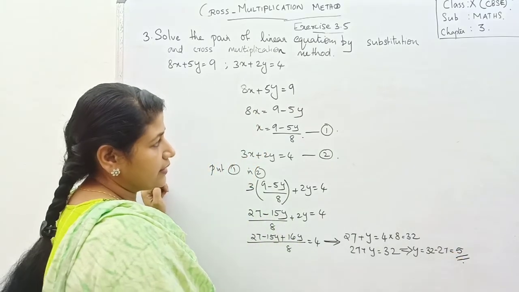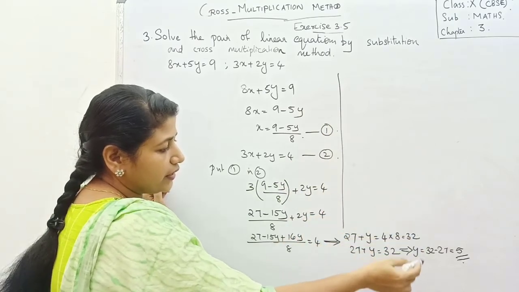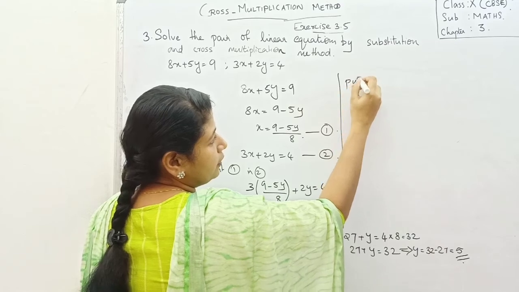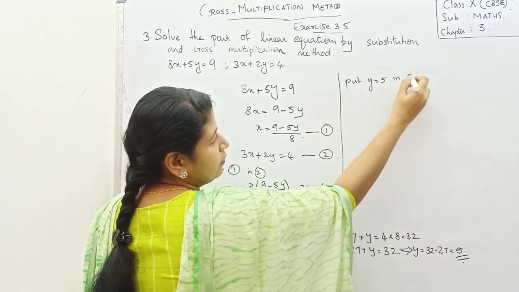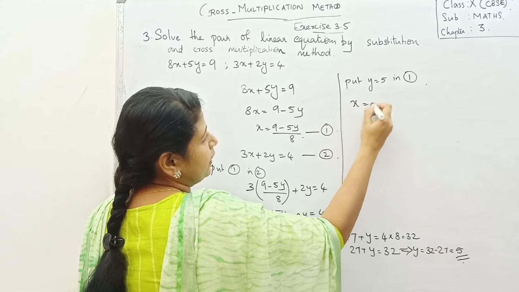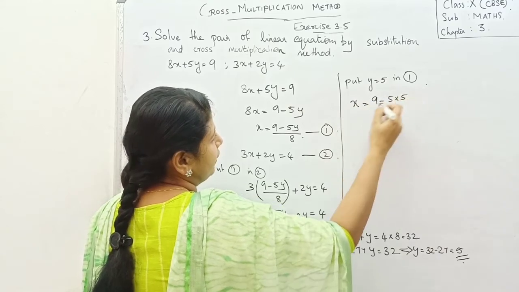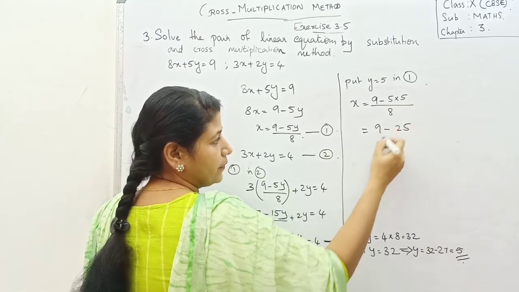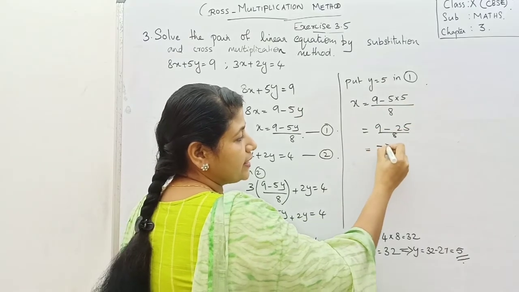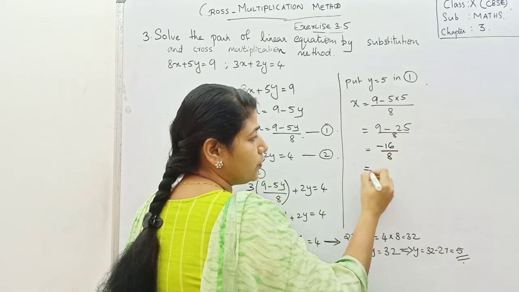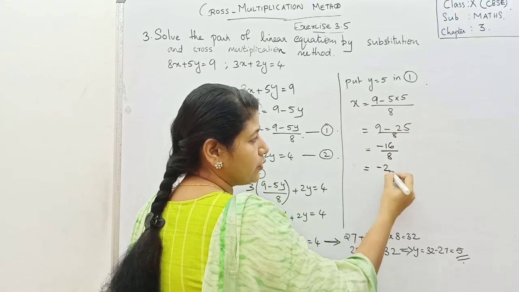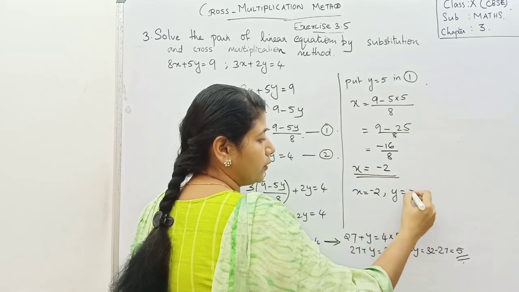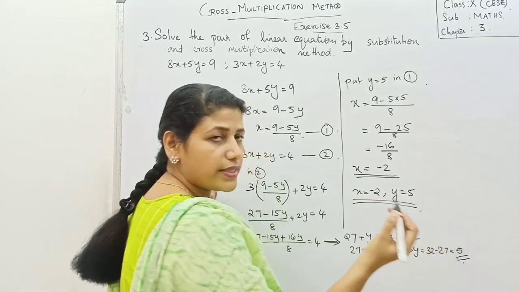Now, we can find out x. How can you find out x? By substituting the value of y equal to 5 in the first equation. Put y equal to 5 in 1. So, you will get x equal to (9 minus 5 into 5) by 8. 5 into 5 is 25. 9 minus 25 is negative 16 by 8, so you will get negative 16 by 8 is negative 2. So our values are x equal to negative 2 and y equal to 5. So this is our substitution method.